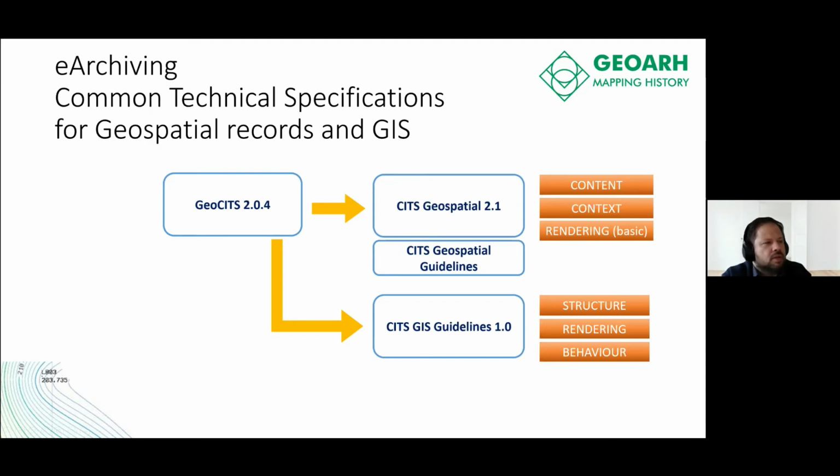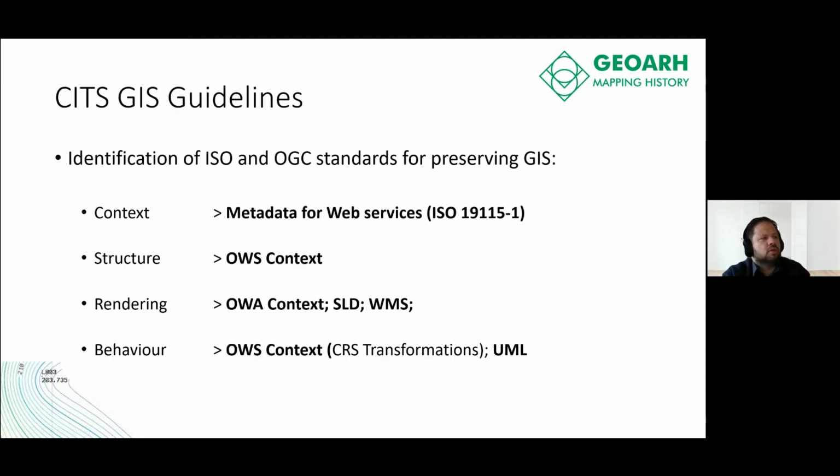Now, if we go to the SITS GIS guidelines, what is actually going on there? Basically, in this SITS GIS guideline, we focused on identifying ISO standards and OGC, which stands for OpenGIS Consortium Standards, which is a standard body for geospatial standards. And we saw that basically the context can be well defined by using metadata for web services that are defined in the new ISO standard 19115-1. The structure of GIS objects.